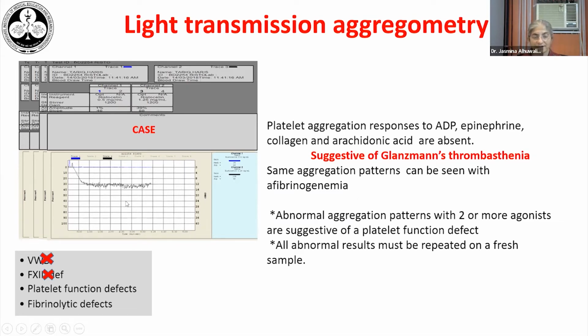When we do aggregation testing in routine, it's not uncommon to come across abnormalities in aggregation patterns with any one agonist. This is really non-specific, and if we repeat the test, this may even become normal in the second test or on a second sample if we call the patient again for a repeat sample. However, if there's abnormal aggregation with two or more agonists, this is more likely to yield a platelet function defect.